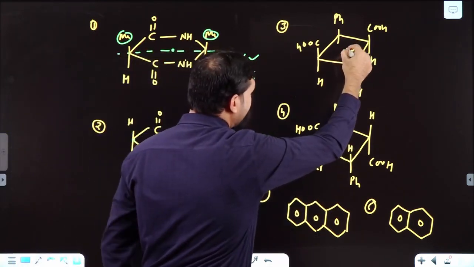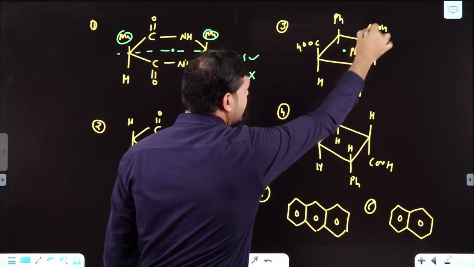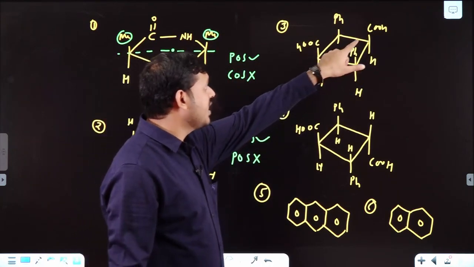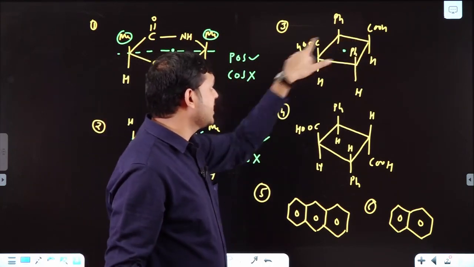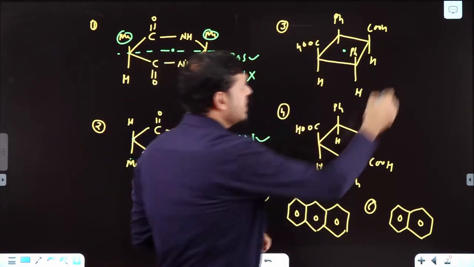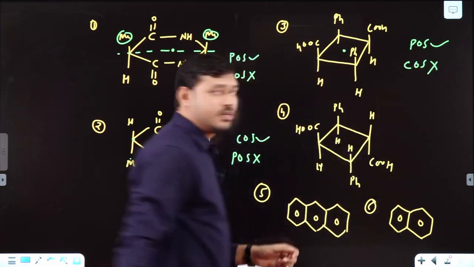In this question, this is having pH upside, COH upside. See, it is very easy here because you consider a plane having COH and COH. So pH will be in front of each other, mirror image relation. So it is having POS present, but COS absent.